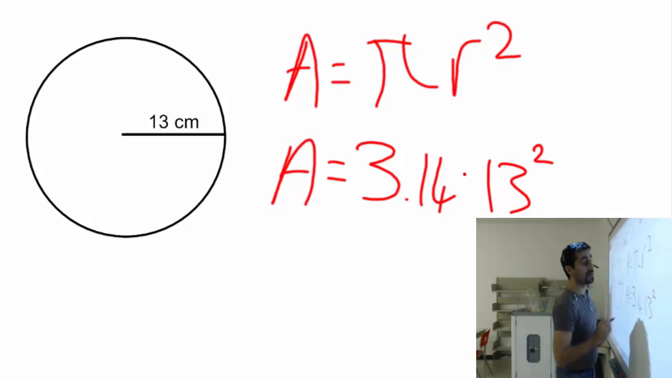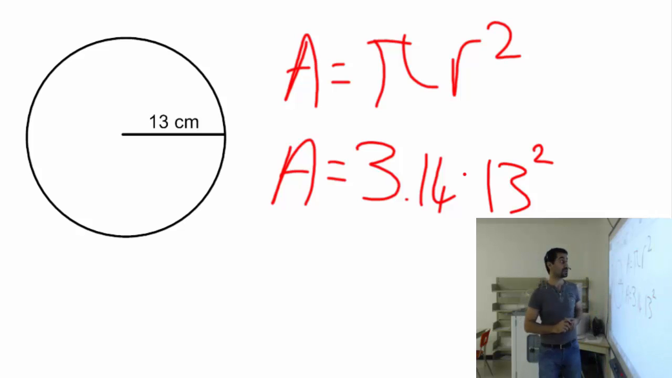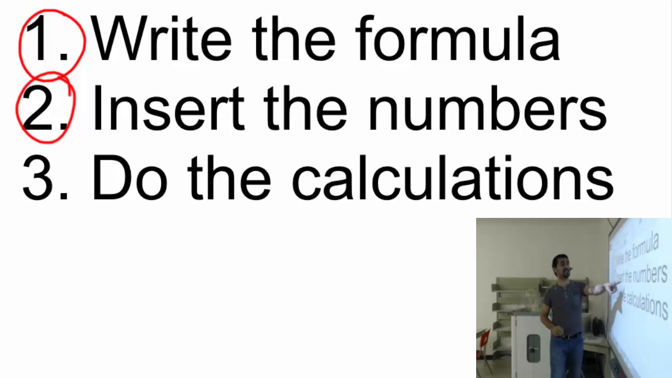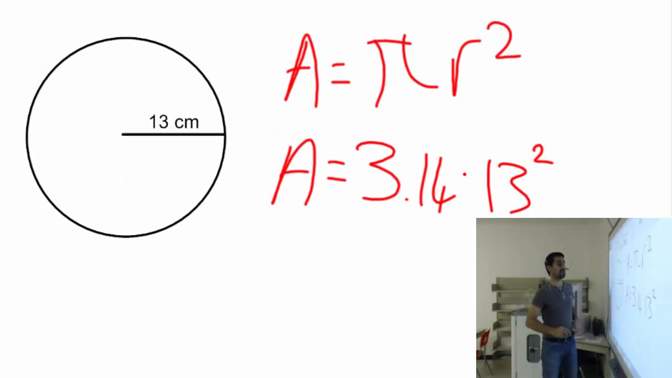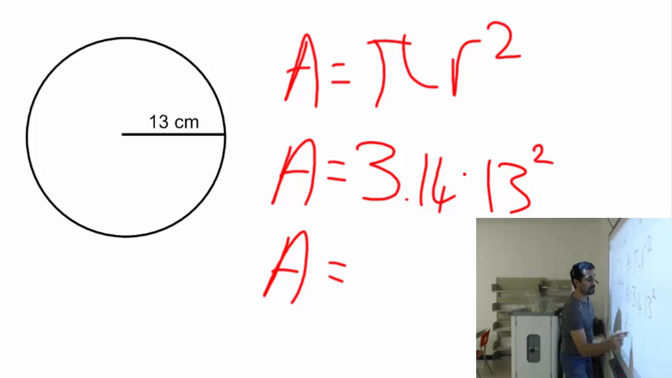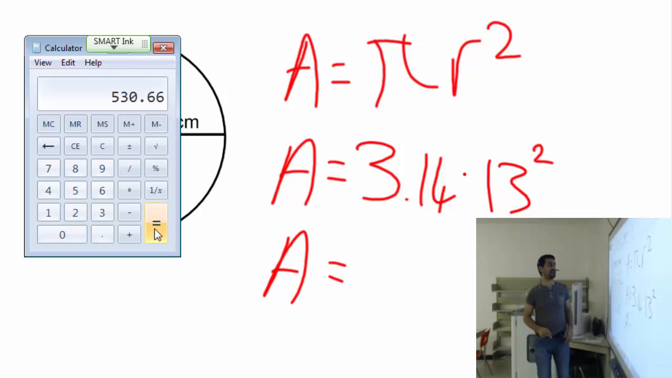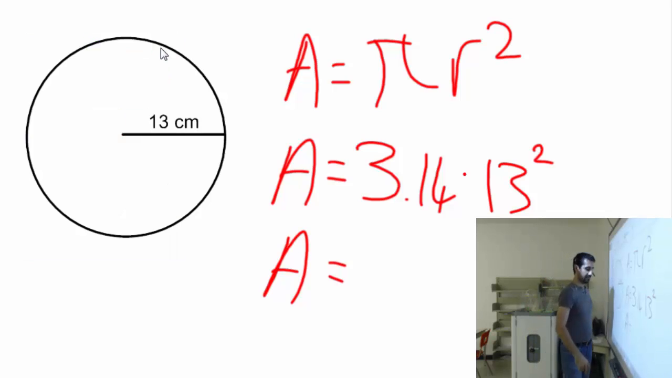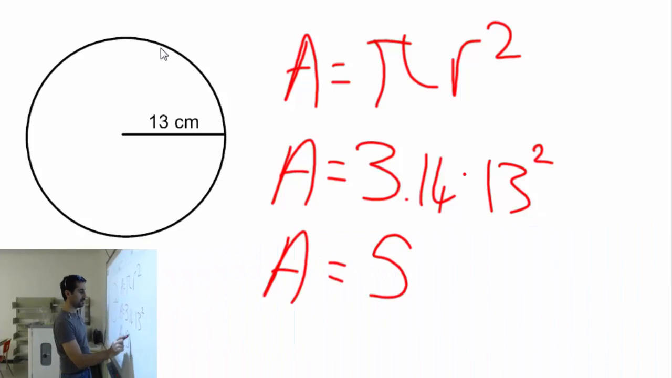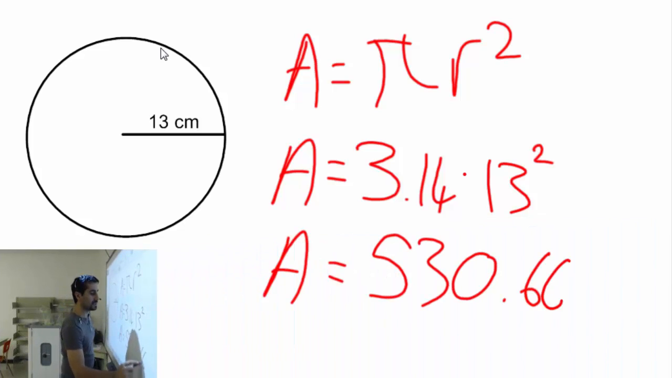And I better make sure I'm following the formula. I'm going to write down the square on top of the 13. So that's what I just did. That was insert the numbers, the second step. And the third one is do the calculation. So let's just do that using my calculator. 3.14 times 13 square means 13 times 13, and I'm going to end up with 530.66.